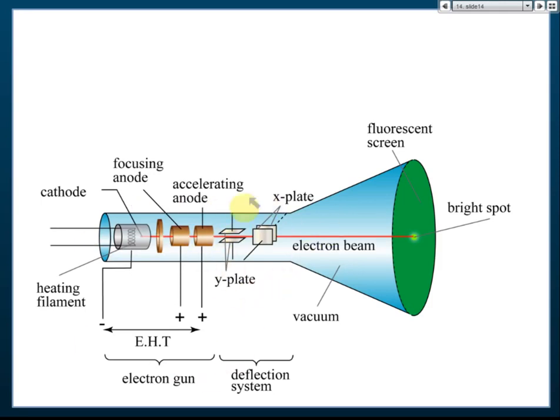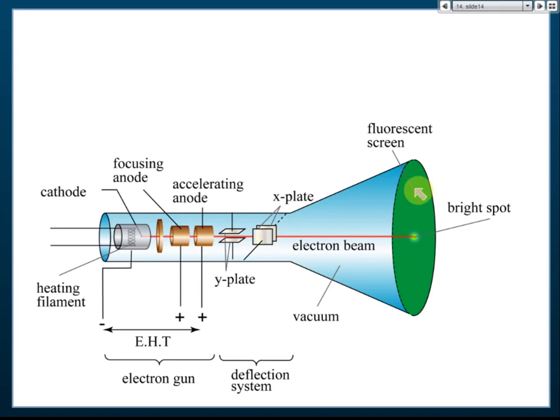The second component is the deflecting system. We have two pairs of plates, the Y plates and the X plates. The Y plates move the cathode ray up and down, and the X plates move the cathode ray left and right. So that's the deflecting system.